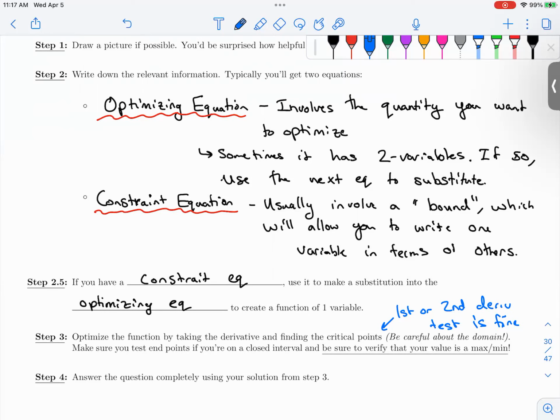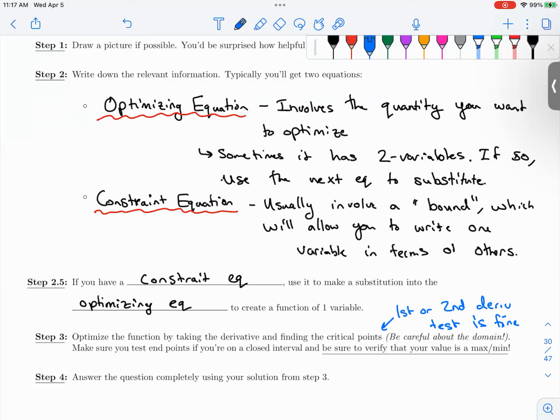And then step 4 is to answer the question completely using your solution from step 3. Sometimes it's like trying to maximize dimensions of a square. When you do step 3, you're going to get one value because you're doing a single variable equation. That only gives you one of the dimensions. You need to find the second dimension. And so on and so forth.